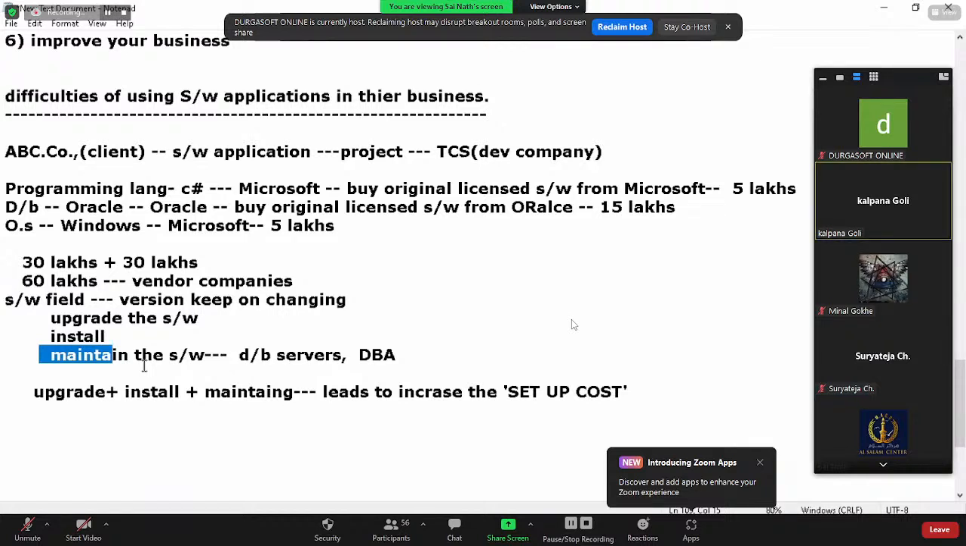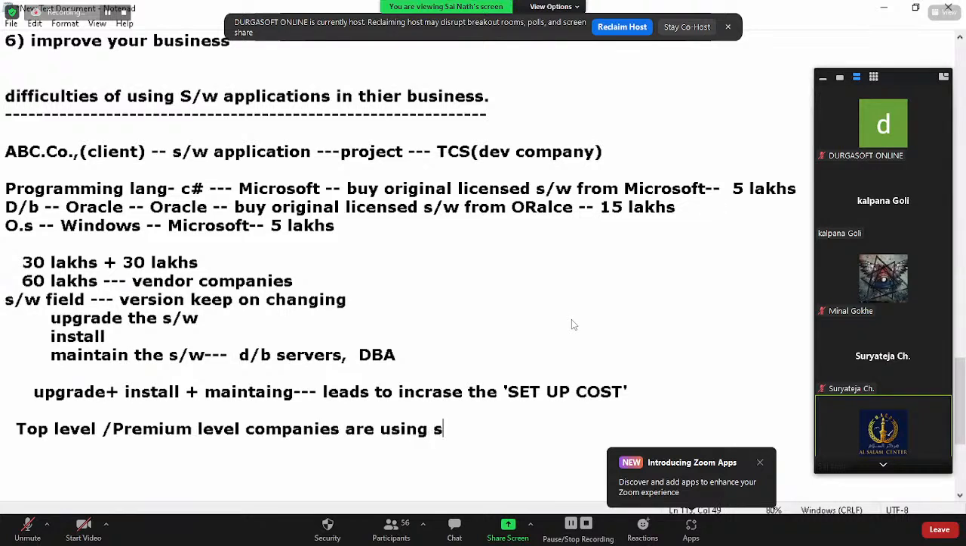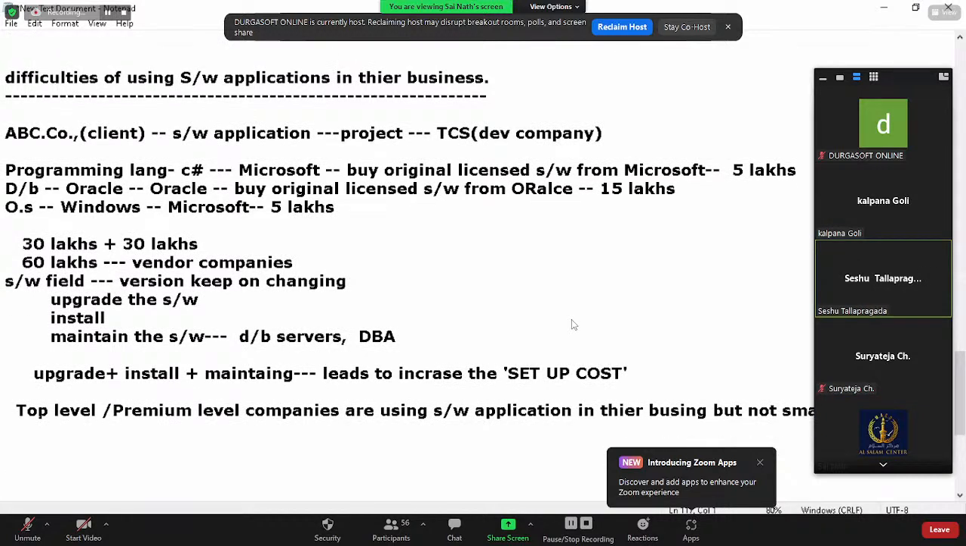All of you understand? Yes. And automatically what will happen? The cost is going to increase day by day like anything for both clients and as well as development companies. Say yes or no? Yes, sir. So to avoid this problem, that is the reason only top level companies, or I can say premium level companies, are using software applications in their business, but not small companies. Why are small companies not using software applications in their business? Because they cannot afford the cost. All of you understand the point clearly?